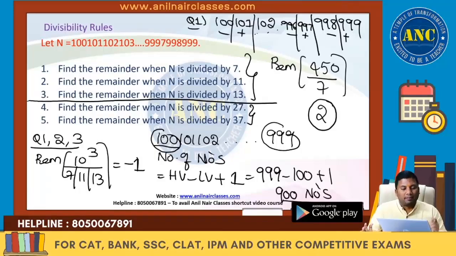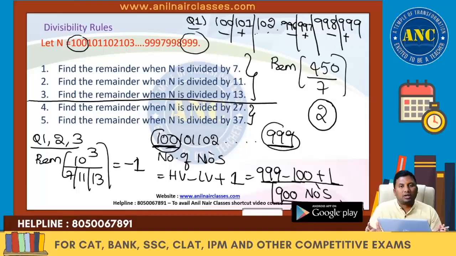Again I am explaining. The lowest number that I wrote is 100. The highest number is 999. Total numbers that I wrote is highest minus lowest plus 1, so total 900 numbers. In these 900 numbers, start from the right-hand side and alternately add and subtract.